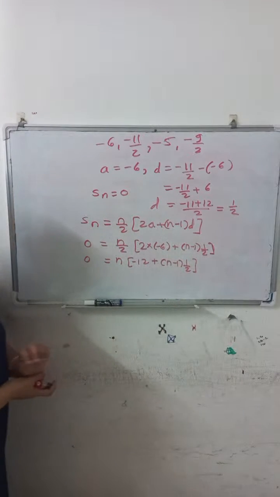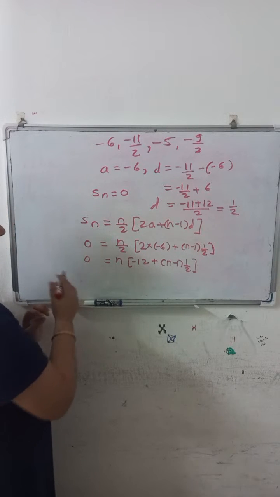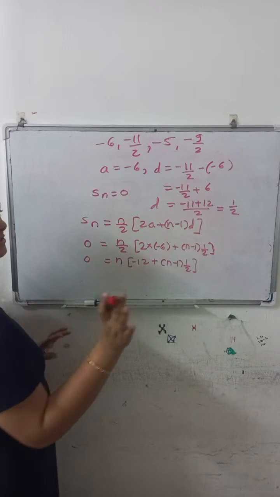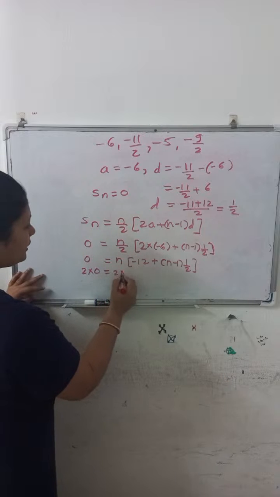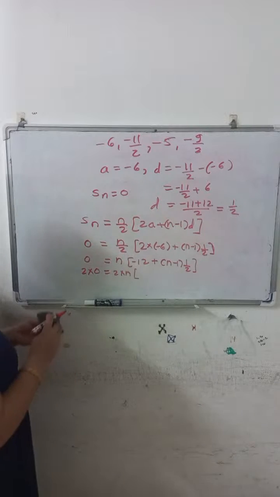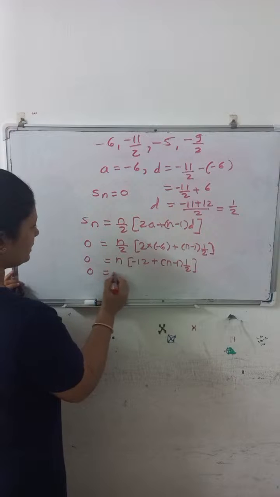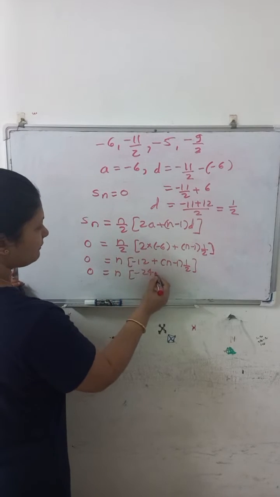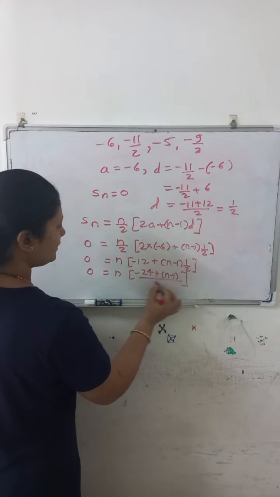Now what you can do is multiply the equation by 2. The entire LHS and RHS you can multiply by 2. So 2 into 0 is equal to 2 into n. Or instead of multiplying you can take the LCM, that is better. Anyhow that is getting cancelled only. So if you multiply 2 minus 24 plus n minus 1, divided by 2.